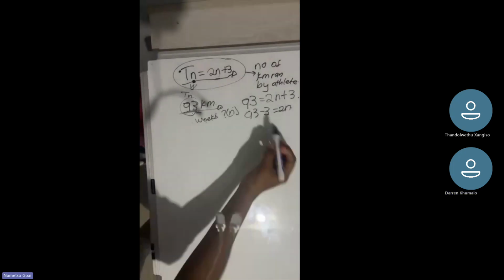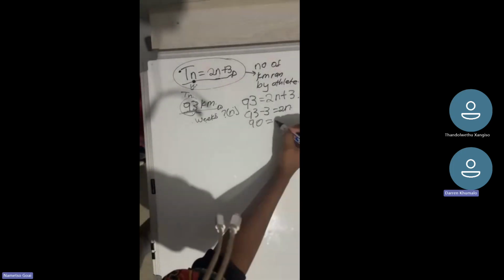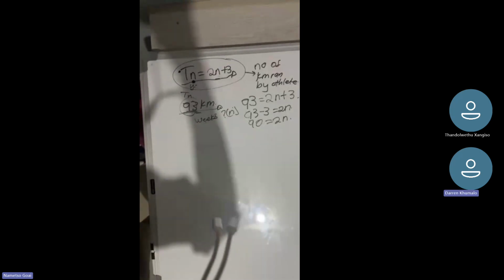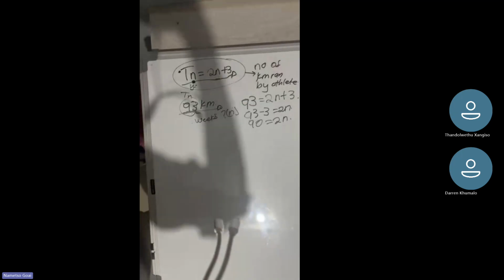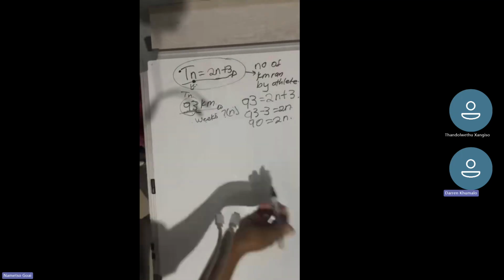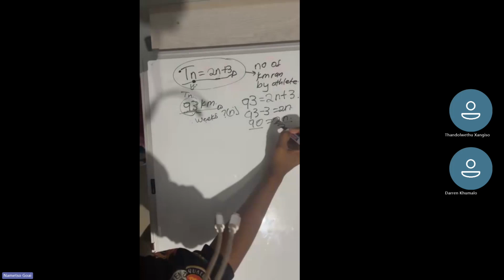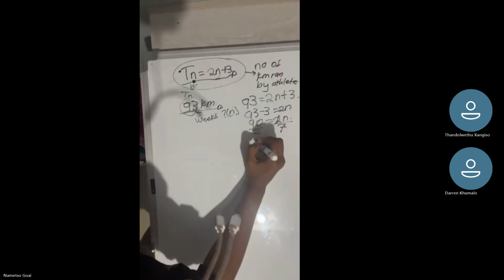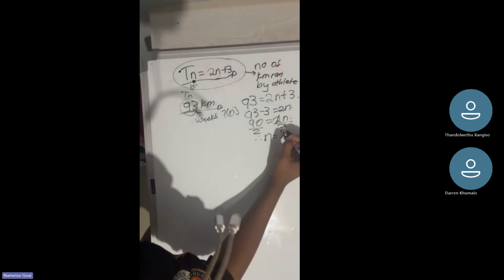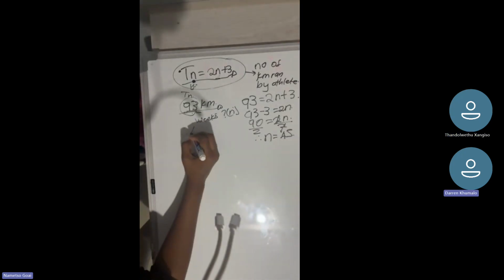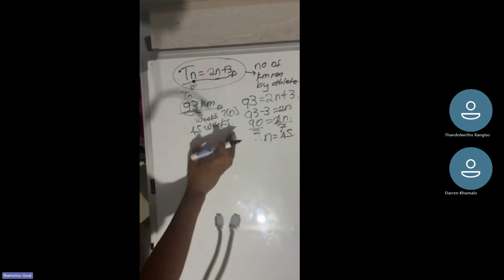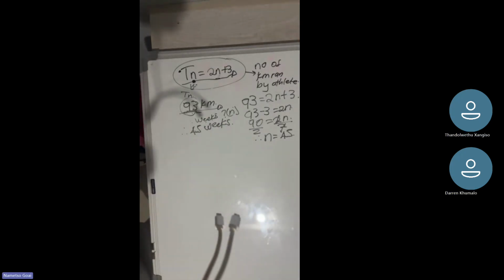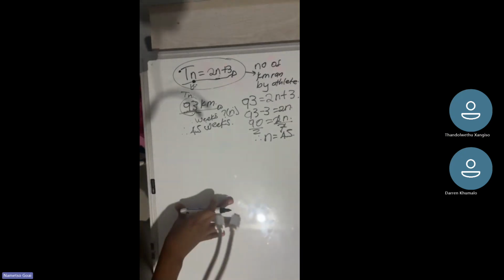Right? So we have 93, we're going to have 90 equals 2n. And then for the subject of the formula, of course, we want n to be alone. So what we can do is divide both sides by 2. Therefore, our n will be 45. So we have 45 weeks of training by the athlete. You see that? Yes. Okay. So yeah, that's the question.